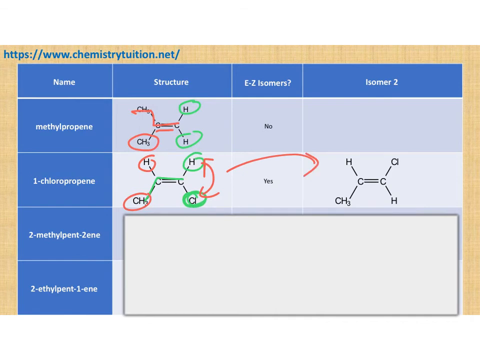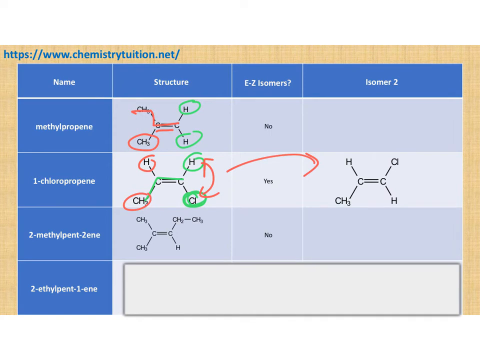Next one, 2-methyl pentene. So it sounds like it should have EZ isomerism with a name like that, but when you draw it out, so this is your pentene going along here. So 1, 2, 3, 4, 5, and your double bond on your second carbon. But also on that second carbon you have a methyl group, which means when you come to look at the structure, you have got 2 methyl groups on that carbon there, and therefore because they're the same, it doesn't matter if you swap them around, so you cannot have EZ isomerism for that one.